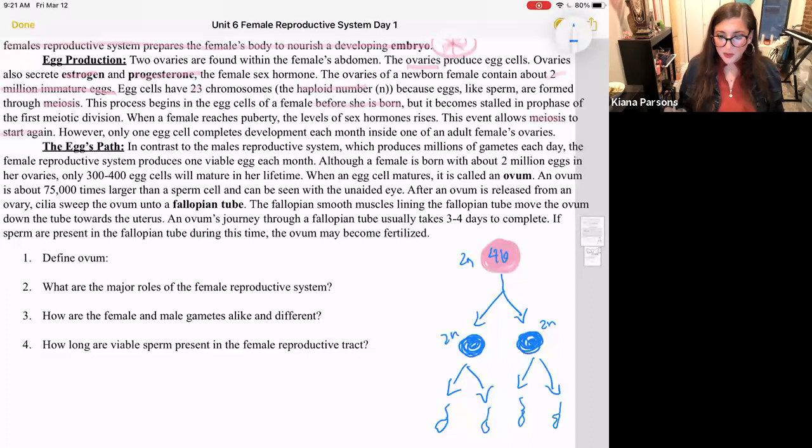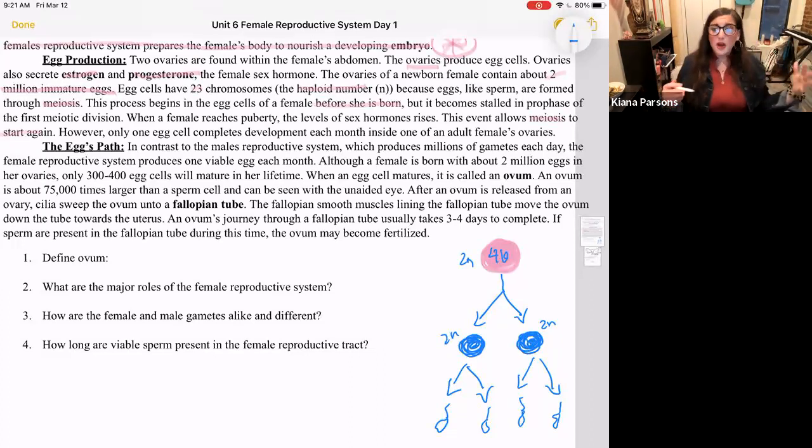Sorry, my sperm cells really are starting to look like bad tadpoles down there. So this is a process that happens very, very frequently in males and results in millions of sperm cells being produced every day. In females, this is very, very different.